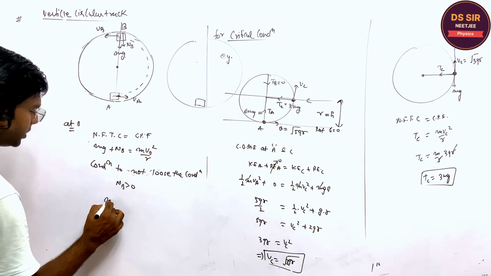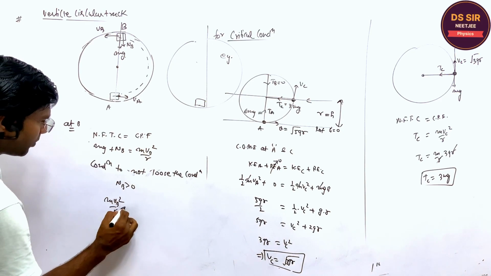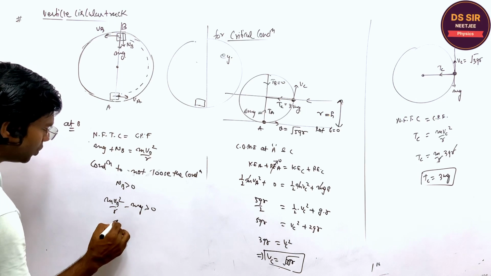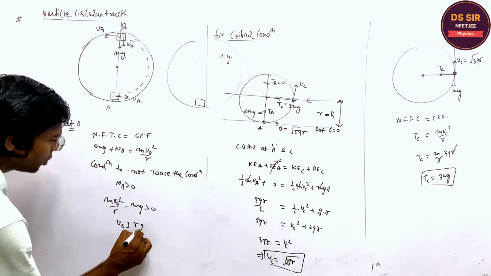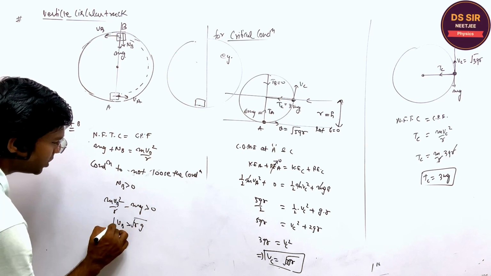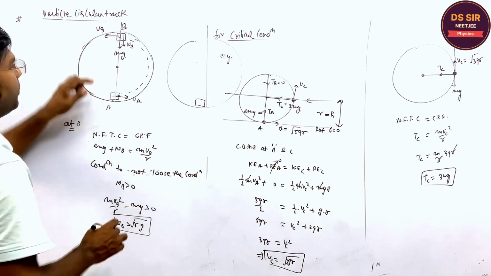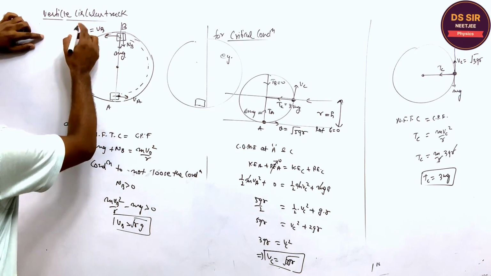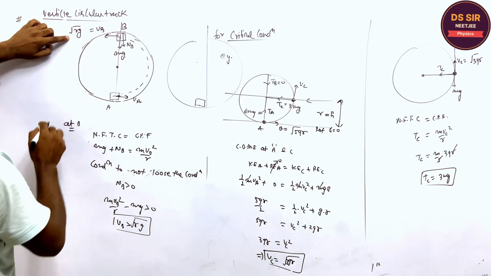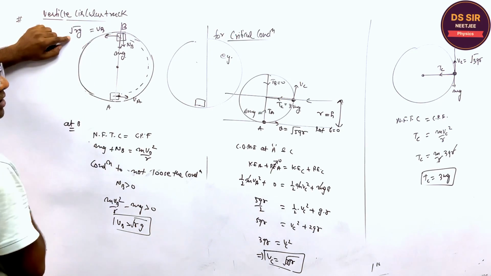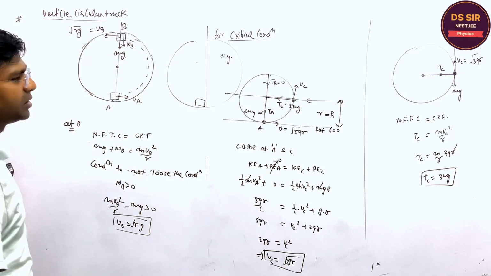So this is mv squared upon R minus mg is greater than 0. So Vb must be greater than root Rg. The same condition. Is it clear or not? So the minimum speed must be greater than root rg, then it is able to complete the circle.